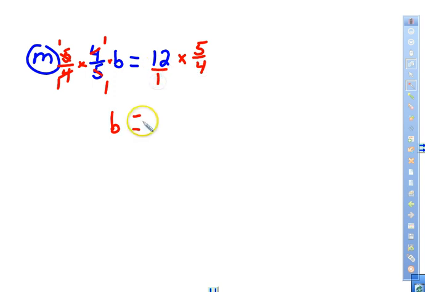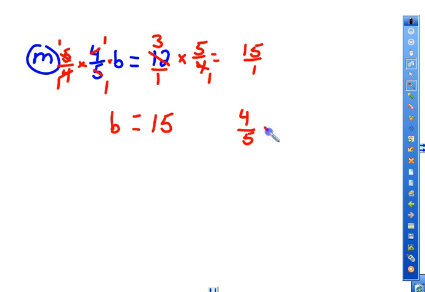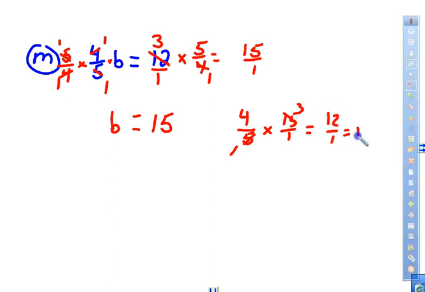We're going to make this over 1. Can we cross reduce? Yes, by dividing by 4. So that becomes a 1. This becomes a 3. And we get 15 over 1, which equals 15. So again, if you want to double check this, you certainly can by taking 4/5 times 15, which would be over 1, cross reduce, and you get 12 over 1, which equals 12, and that's what we started with. Okay, so B equals 15.